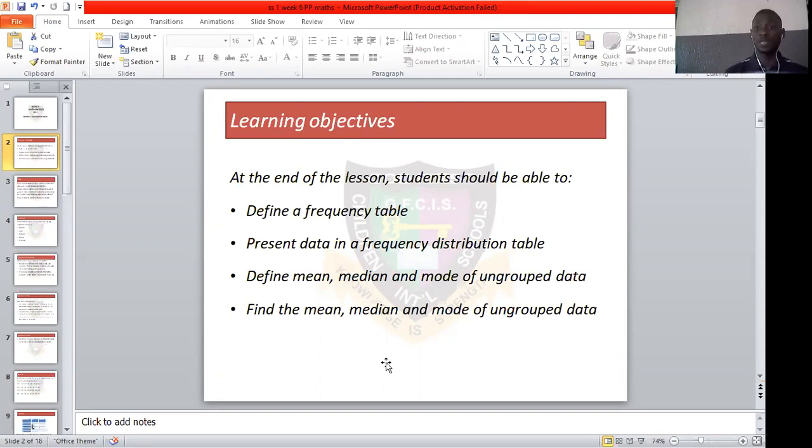We are all familiar with these things, so I would like to do a revision and put us through once again. Find the mean, median, mode of ungrouped data. I'm specifying ungrouped data because there's another type of data called grouped data that we'll look at. This one we just focus on ungrouped data. I believe for most of you this may be the first time you're hearing it, and if you heard it before, good. So we can continue from there.